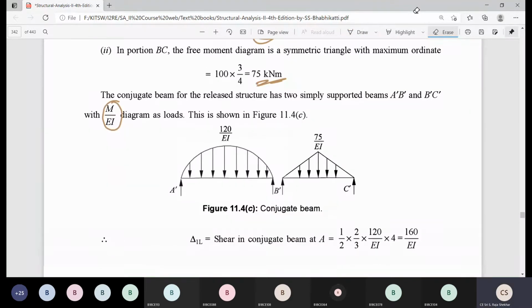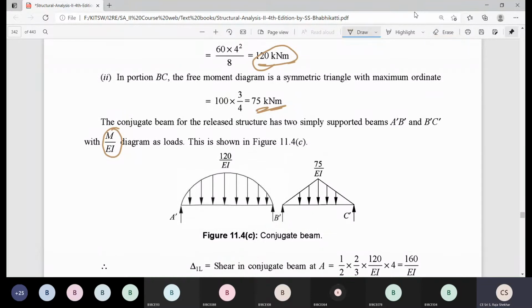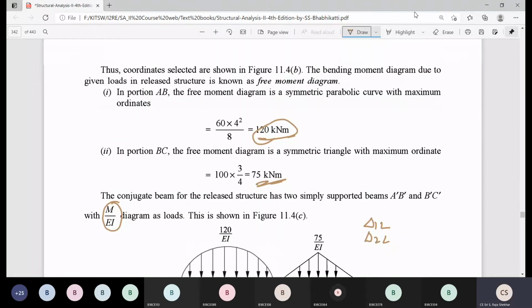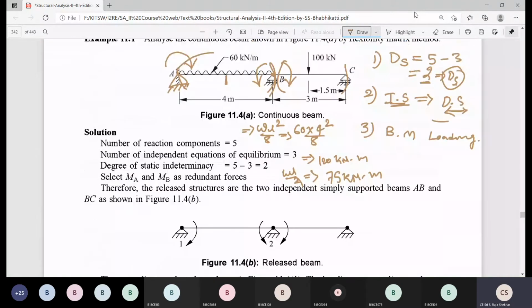Right, we need to calculate delta 1L and delta 2L. But before that, we need to assign the coordinate directions. Step 3, we need to assign the coordinate directions. So how to assign the coordinate direction? Here we released one moment, so this will be considered coordinate direction 1.